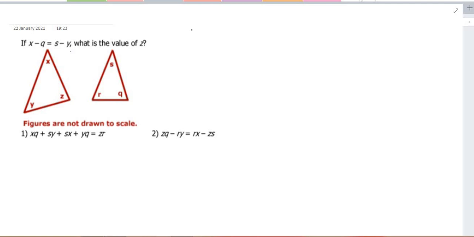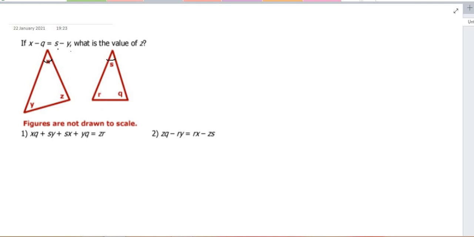Hello friends, let's solve a data sufficiency question from geometry. Okay, so here in the question you're given two triangles, and their angles are x, y, z. So this is angle x, y, z, and this is angle S, Q, R.